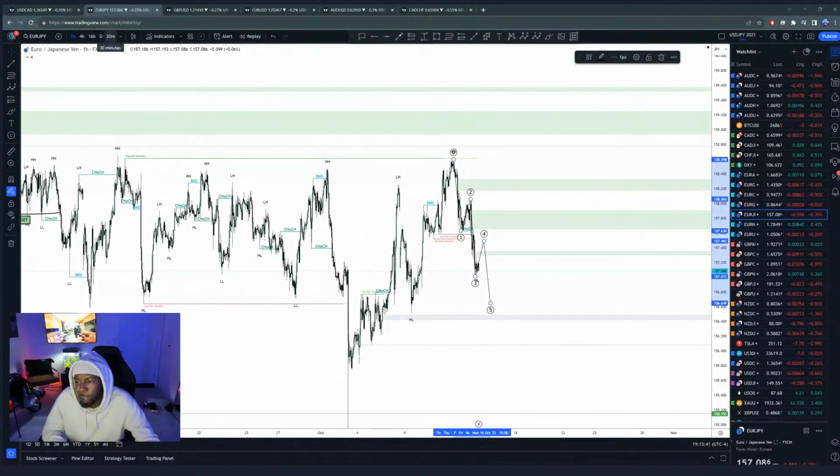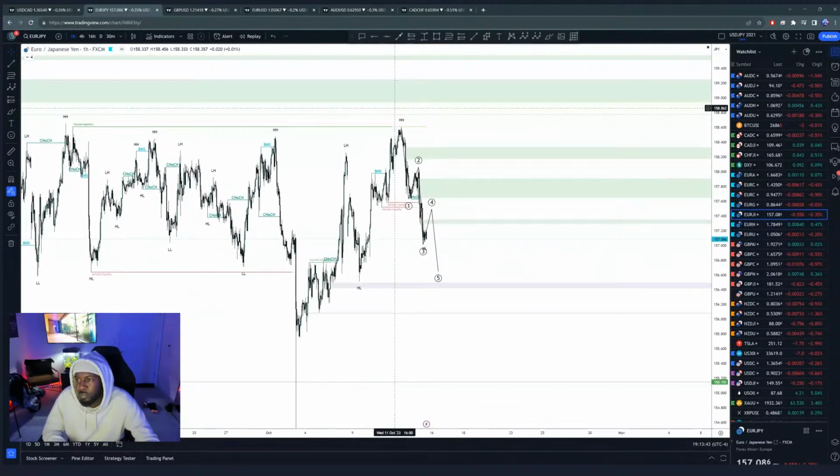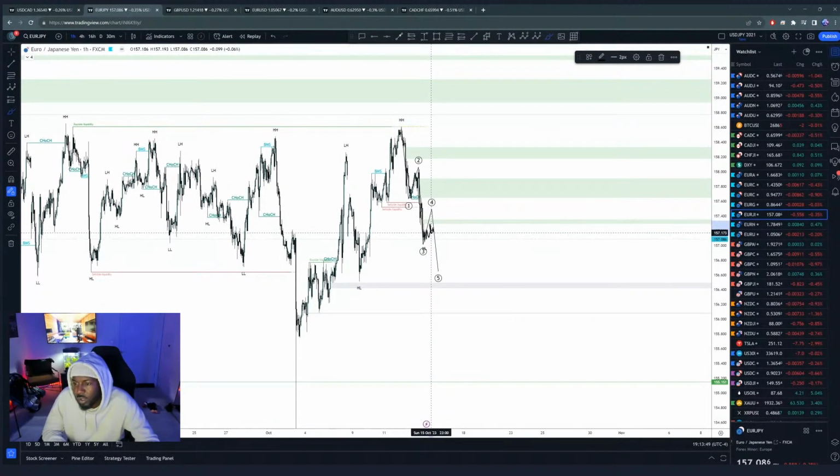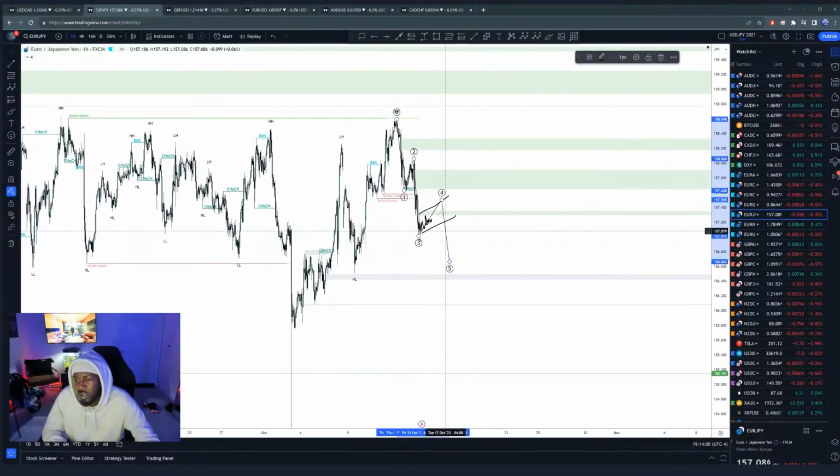Let's see. What it would depend on is if we get a corrective structure from this point, and it needs to consolidate here for a little bit more. It needs to build up way bigger than this. It needs to start doing something like that. Then I would be a little bit more confident that this is four, and then that continuation down. Then y'all can look for a sell with the continuation down.